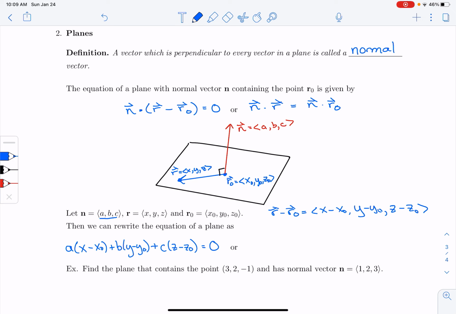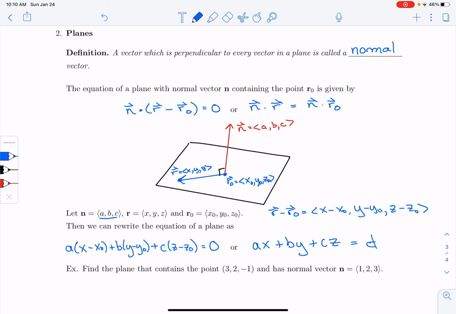Another way we can write that is we can expand this out. That'll be ax plus by plus cz, and then that equals, well, we can put all the constants on the other side and we'll just call that d. And that's probably an equation of the plane that you are familiar with. Notice that it kind of looks like the equation of a line, except that we've added a third dimension here. Okay, let's move on to some examples.